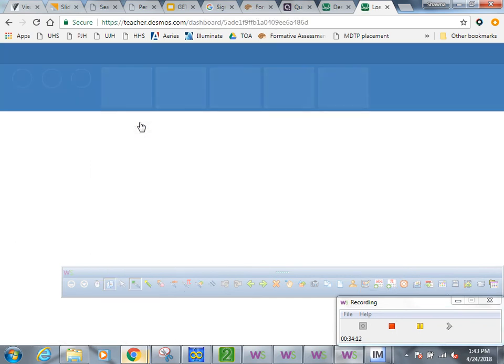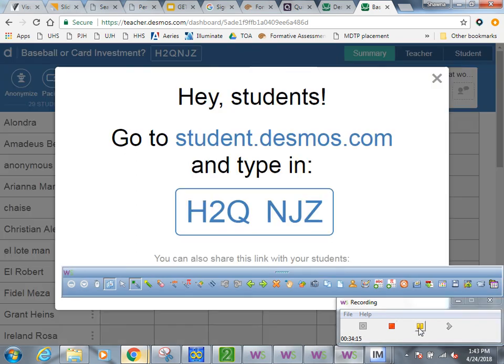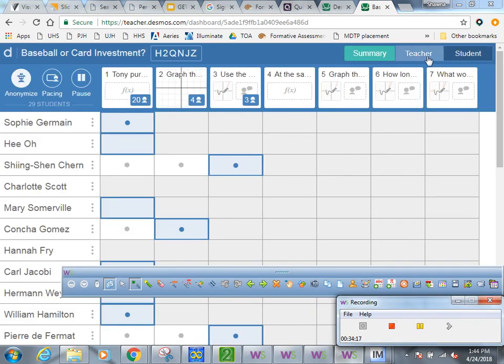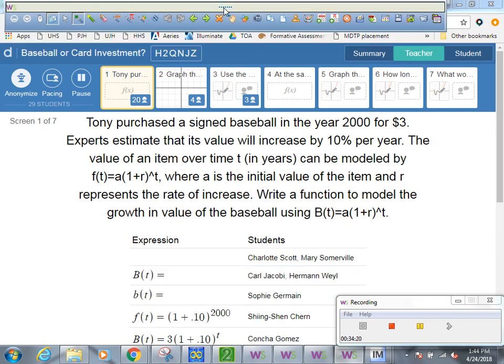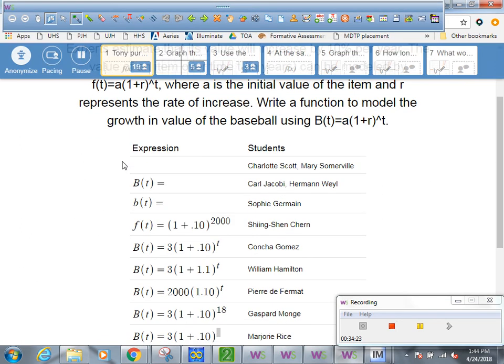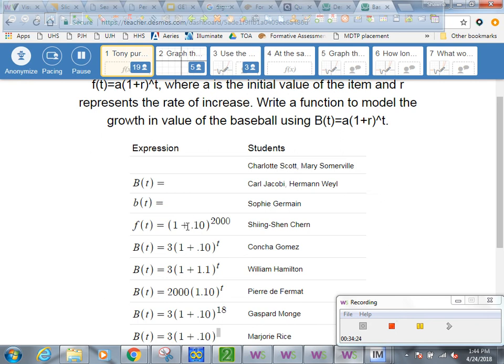So I have 28 students in there. 3, 2, 1. Let's see some of the comments we're getting. We're getting 1.1, 1 plus 0.10 to the 2,000. Does that seem reasonable? There shouldn't be 2,000 on time.